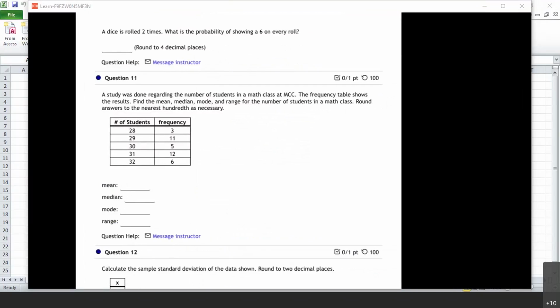All righty. Number 10, a die is rolled 2 times. What is the probability of showing a 6 on every roll? Well, you know, the probability of getting a 6 on a fair die is 1 out of 6, 1/6. These are independent events, namely one roll doesn't affect another. So you can just do this.